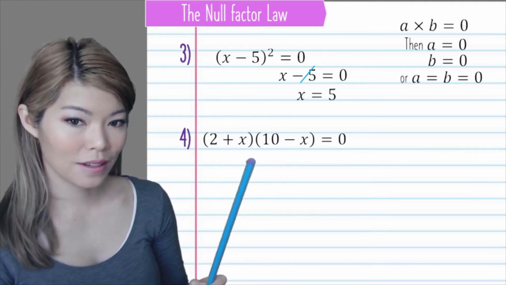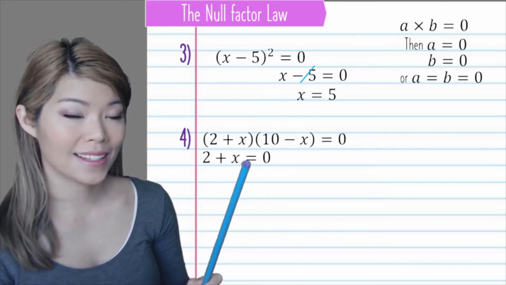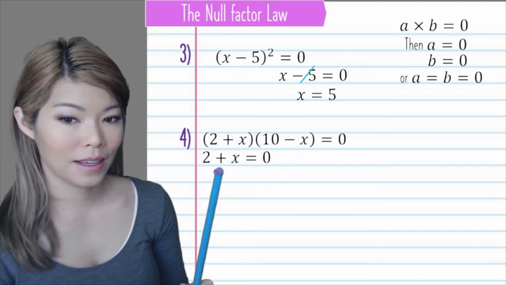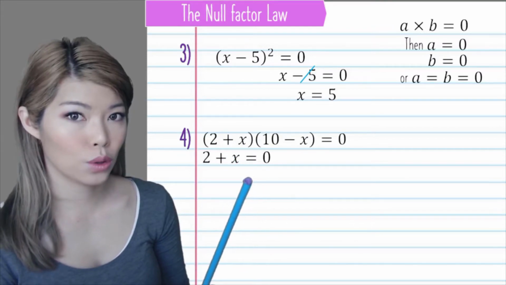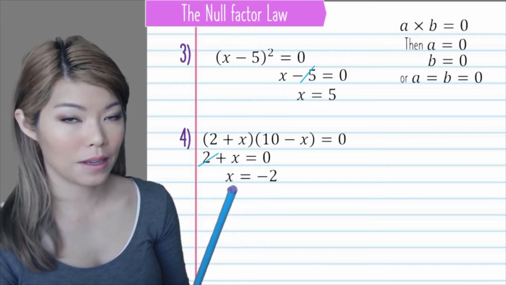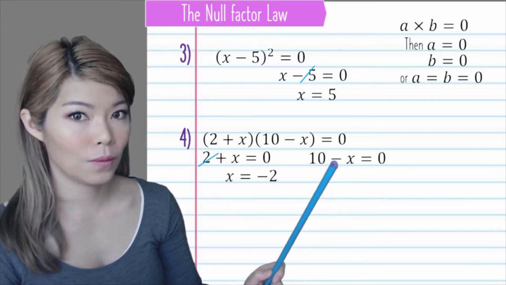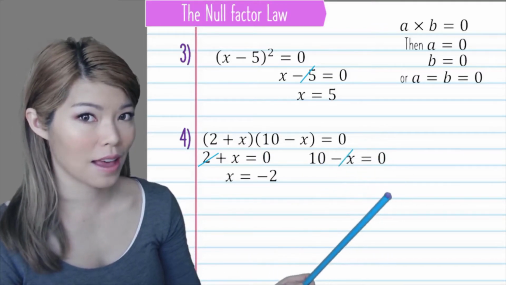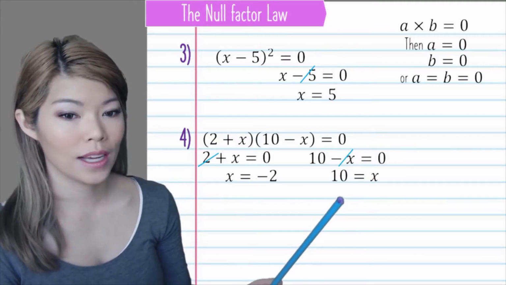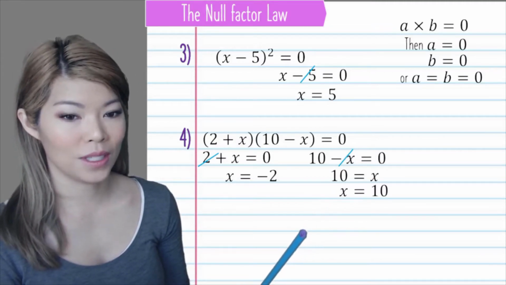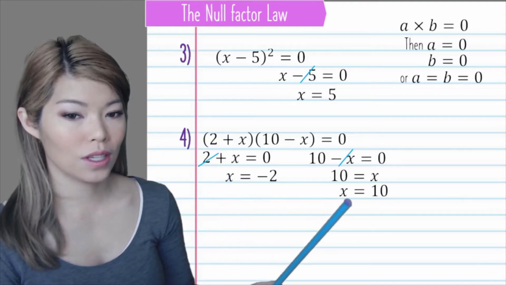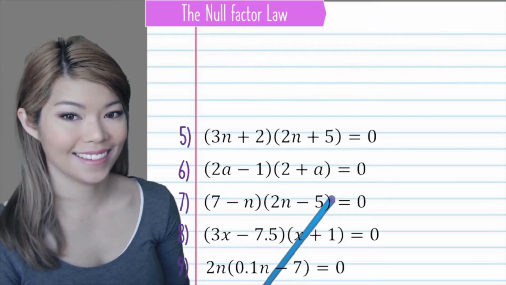Another question. Here we have 2 plus x is equal to 0. So subtract 2 on both sides, we have x equals minus 2. And again, 10 minus x is 0. Let's move the x to the other side. So now 10 is equal to x, or x is equal to 10. So the solutions for this one are minus 2 and 10.